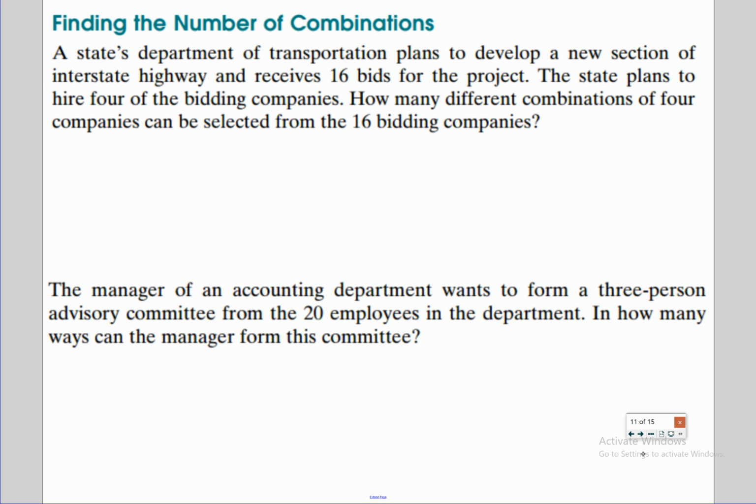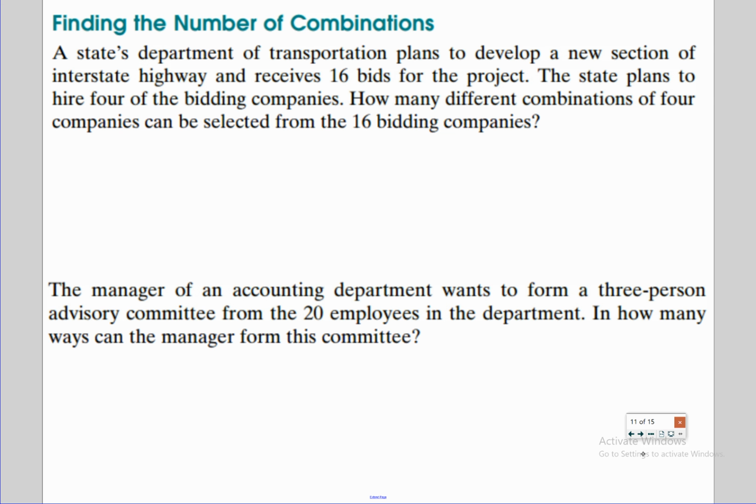So, example, do the one at the top. A Department of Transportation plans to develop a new section of interstate highway and receives 16 bids for the project. The state plans to hire 4 of the bidding companies. How many different combinations of 4 companies can be selected from the 16 bidding companies?